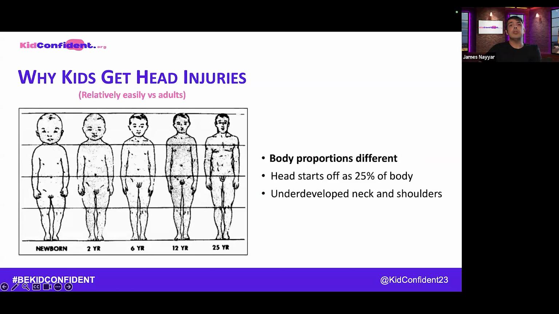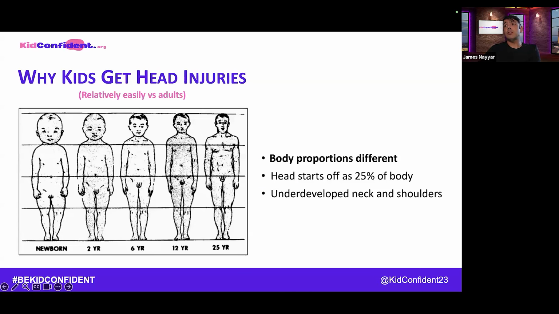their body proportions change quite dramatically from newborns through to adulthood. So when children are born, their head takes up 25% of their total body proportion, and then by the time they're teenagers, that 25% goes down to below the shoulders. So children have big heads in proportion to their body.